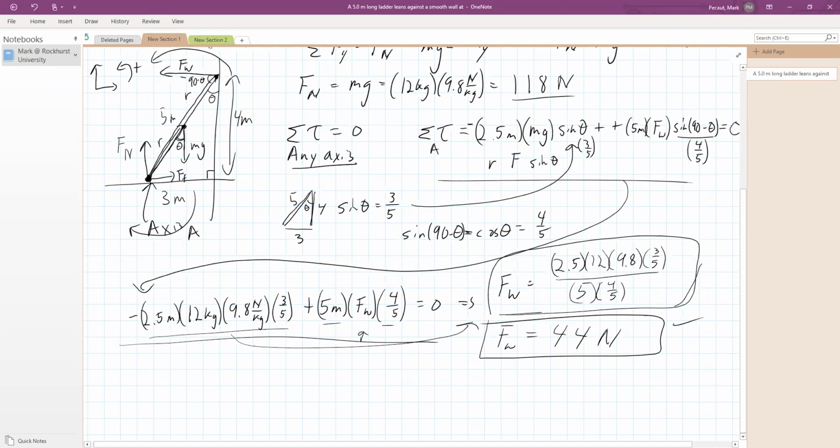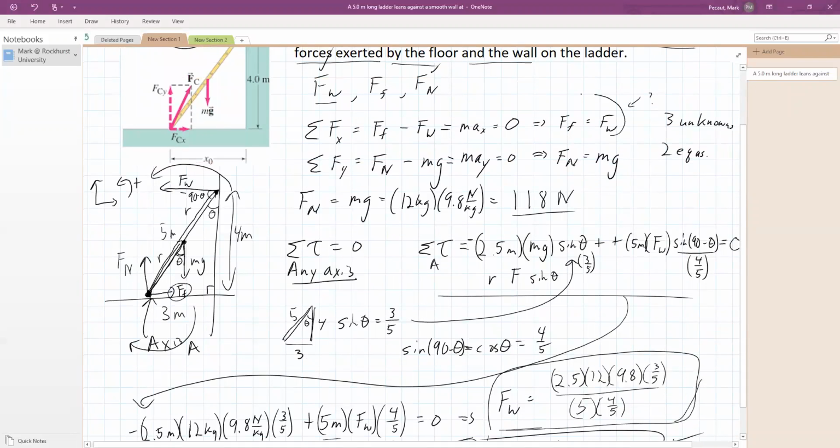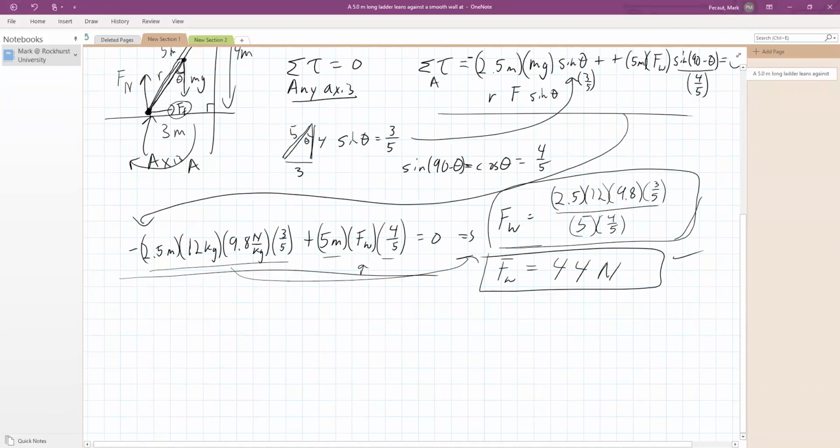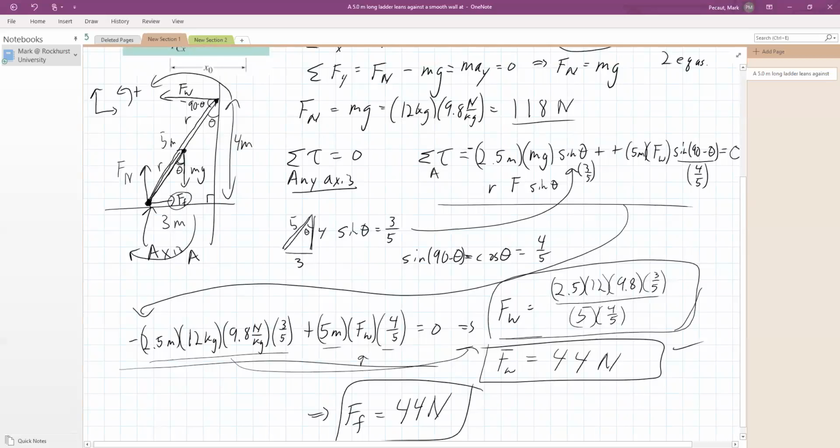this frictional force here. But if you recall, this equation from my sum of the forces told me that the friction force and the wall force had to be equal and opposite. Okay, those are the only two horizontal forces on this free body diagram. So that also tells me that the frictional force must also be 44 newtons. Okay, so now I know all of these. I know the normal force is 118. I know the wall force is 44 and the frictional force is 44.